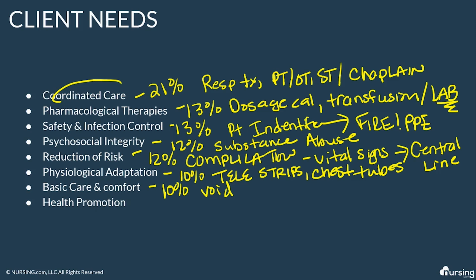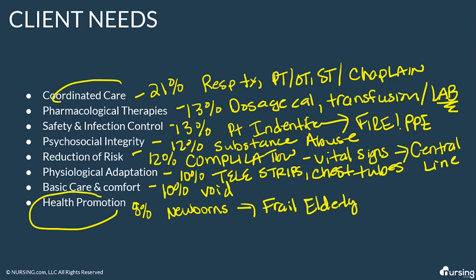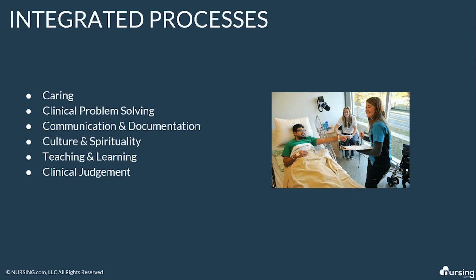And then finally, health promotion. Health promotion is 8% of your test. This is going to be care of all populations, all the way from newborns, toddlers, adults, all the way to the frail elderly. And this could include also prevention of high-risk behavior like substance abuse or smoking. So if you're weaker in peds or maternal, no, it is about 8% of your test. So that's comforting.